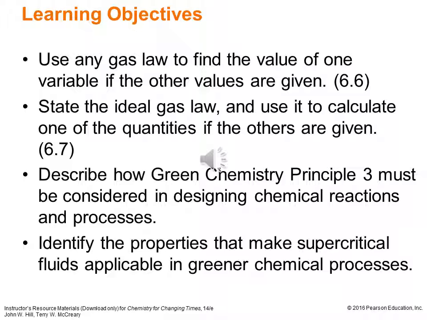Finally, we'll use any gas law to find the value of one variable if the other values are given, either explicitly or if we give you a way to find them. We'll state the ideal gas law and use it to calculate one of the quantities if the others are given. As we have so far in the course, we'll describe how green chemistry principle 3 must be considered in designing chemical reactions and processes. And lastly, we'll identify the properties that make supercritical fluids applicable in greener chemical processes. So I've talked about supercritical carbon dioxide, for instance, in the removal of caffeine from coffee beans. So we'll take a little deeper look at supercritical fluids here in this chapter.